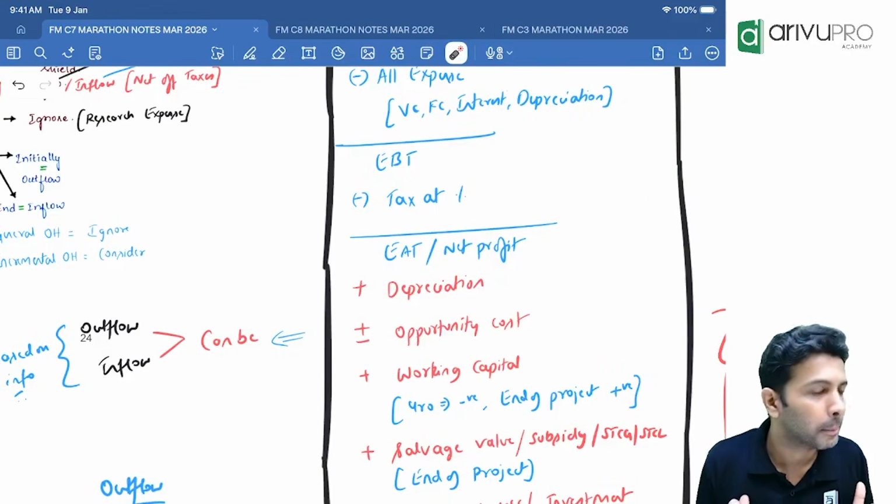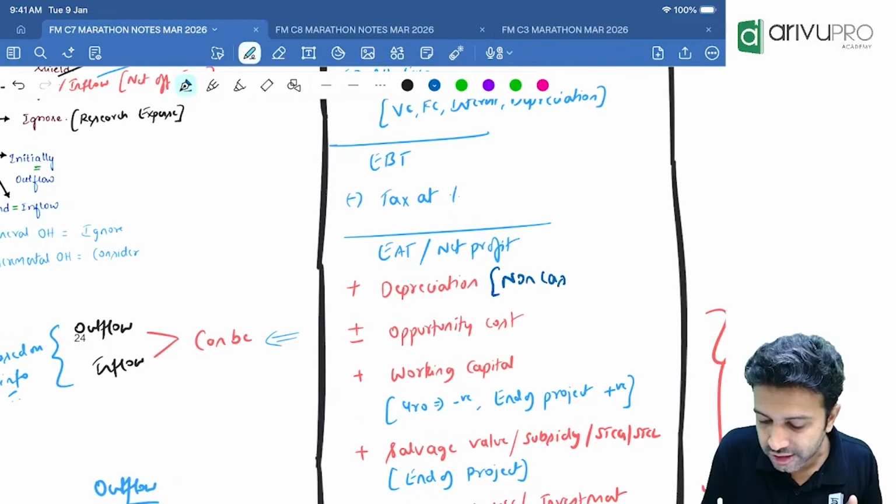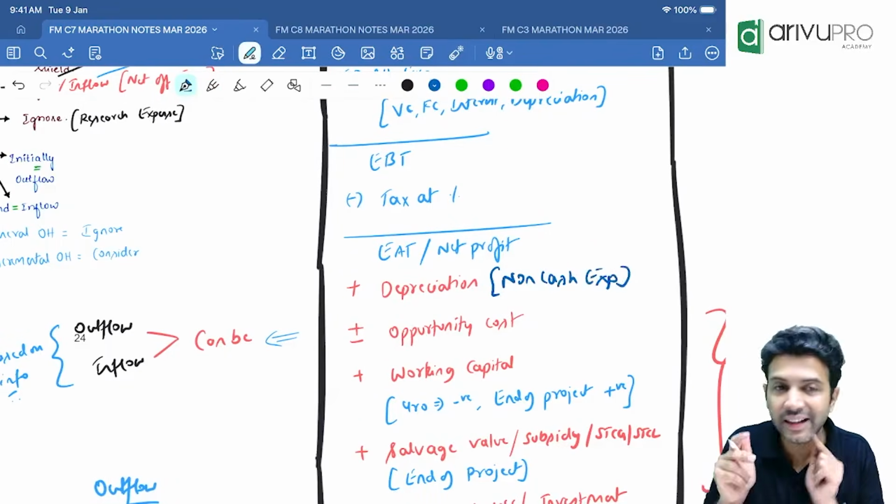Got it, people? Why? What's the logic of that? It is a non-cash expenditure. That is the reason, and we need cash flow over here.